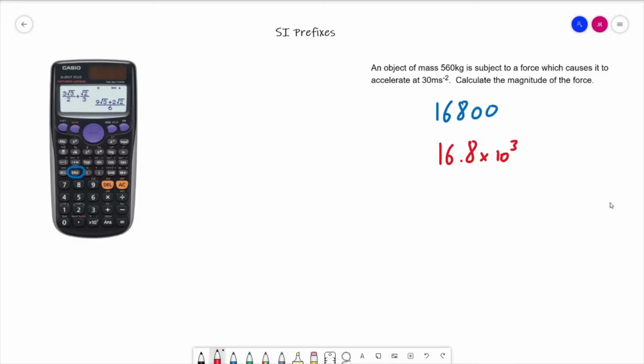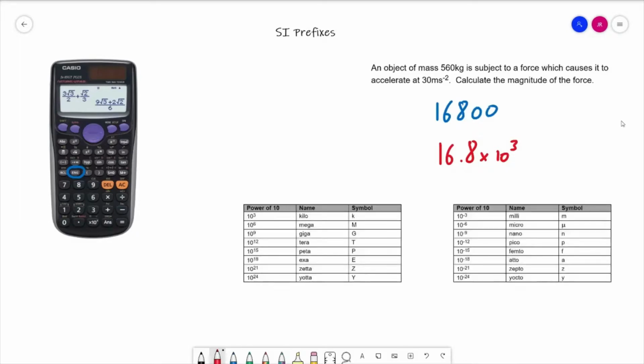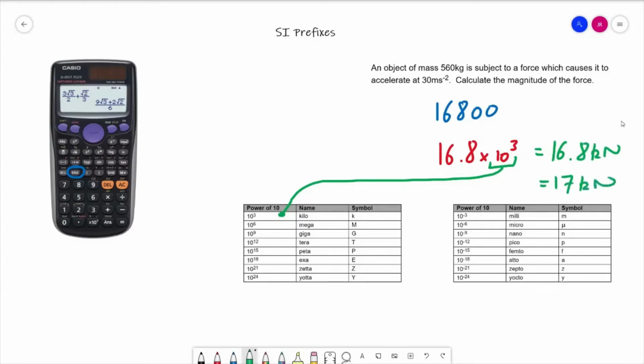What we then need to do, either from memory or by coming back to the table and having a look, is select the right one. So the calculator tells us that we're at 10 to the 3. We come back to the table and look up 10 to the 3 for kilo, and we end up with, as we said before, 16.8 kilonewtons, or obviously, if we round that correctly, 17 kilonewtons.